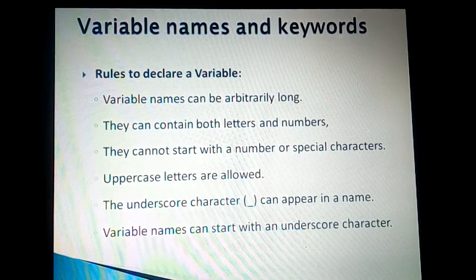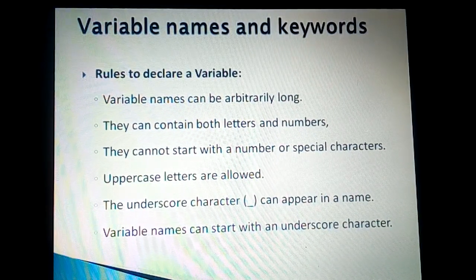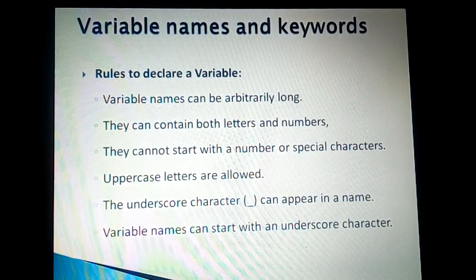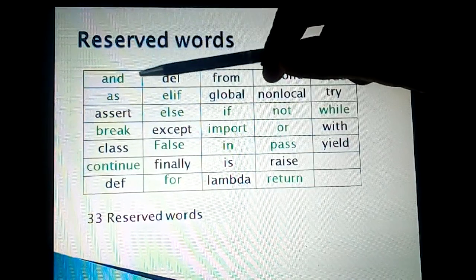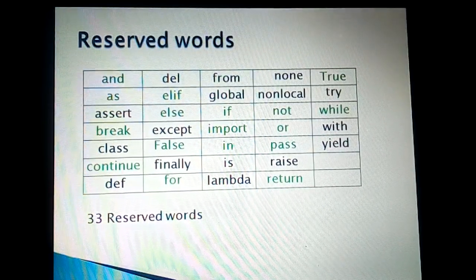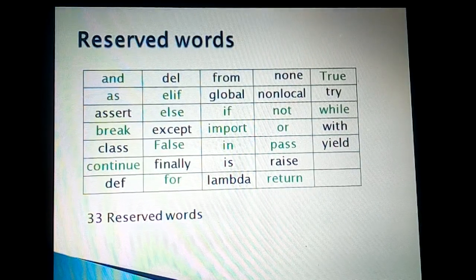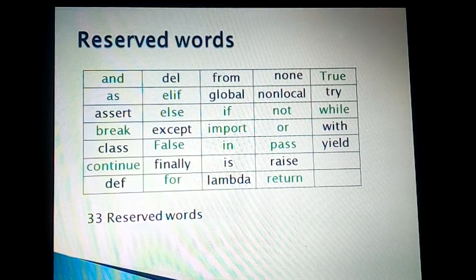Now let us try to see what are the different keywords which are associated with Python. There are around 33 keywords in Python. Now this is the list of keywords. The green ones are most frequently used, that's why I marked them as green. We will be using these in the subsequent lectures.